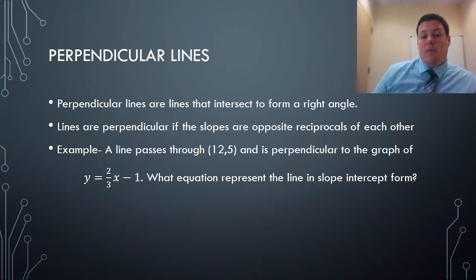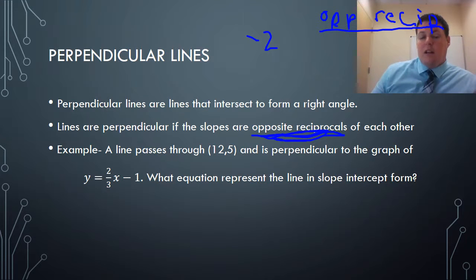We would follow the same format for perpendicular lines, except perpendicular lines have opposite reciprocal slopes. And what opposite reciprocal means is you take the opposite and flip it. So I'm just going to use a little abbreviation up here. If I have the number -2, the opposite of that is 2. The reciprocal of that is 1/2. So the opposite reciprocal means flip the fraction.